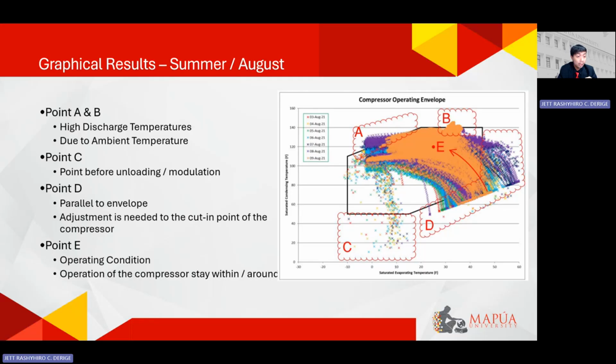And interestingly enough, if you can see point D, the majority of the points are parallel to the envelope. And this is the point wherein the compressor starts up, mainly because of defrost cycles. This is where the compressor turns on and then goes into point E. If you may see on your screen, that is where the operating range leads into. So point E would be the operating condition of the unit.